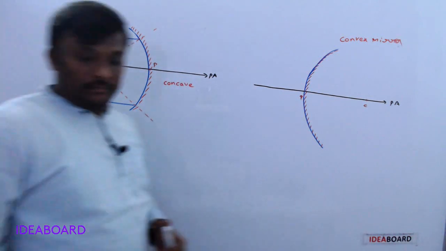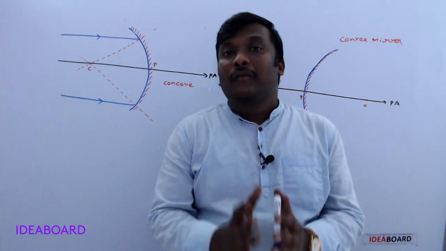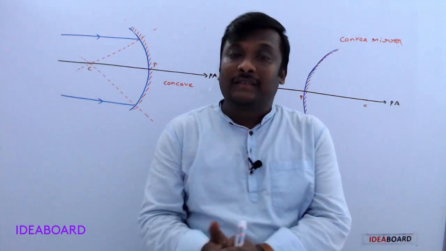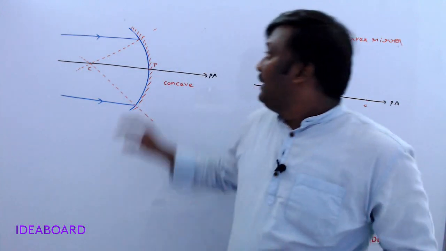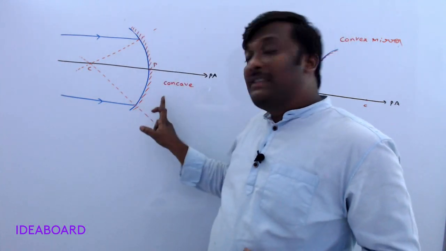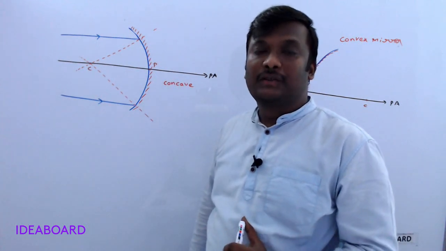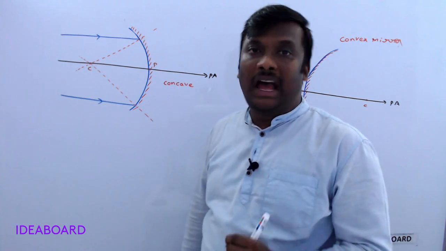Okay. Now we know the laws of reflection. The laws of reflection are applicable for plane surfaces as well as spherical surfaces. That's why laws of reflection are also valid for spherical mirrors. So what did we learn in the laws of reflection? The angle of incidence is equal to the angle of reflection.